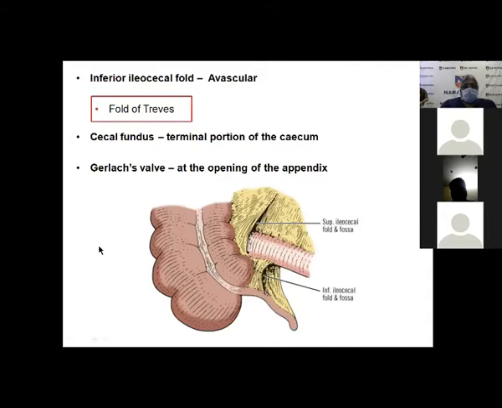So you must know two folds here. One is the fold of Treves. The other one is the inferior ileocecal fossa that is formed by the fold of Gerlach's valve. How is this important? Usually this contains the vascularity to the appendix. While you're going, you must catch all the vessels so that it's free at the tip. It is also important to identify the terminal ileum. The terminal ileum is identified by this ileocecal fold of Treves.